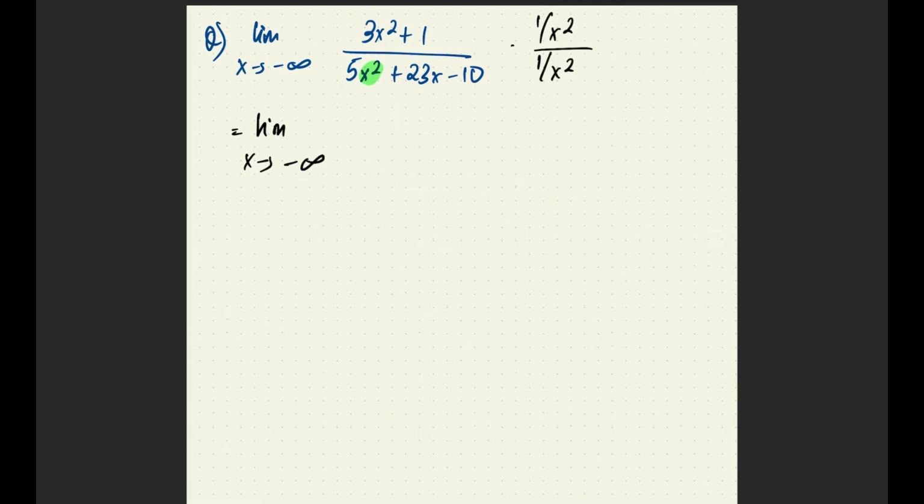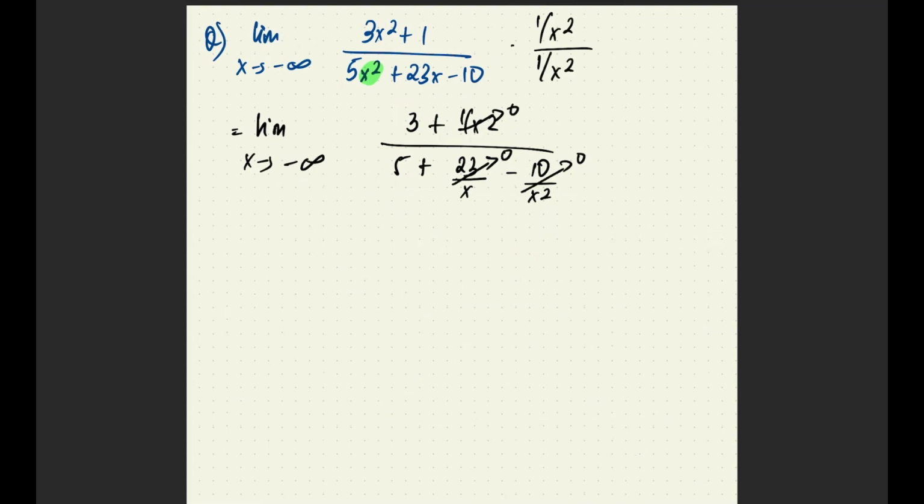So 3x squared times 1 over x squared is just 3 plus 1 over x squared, divided by 5x squared times 1 over x squared is just 5 plus 23x times 1 over x squared is just 23 divided by x minus 10 over x squared. So now at this point it's fair to try to plug in. So 1 divided by minus infinity squared is just going to go to 0. 23 divided by negative infinity again is going to go to 0. 10 divided by negative infinity squared is also going to go to 0.